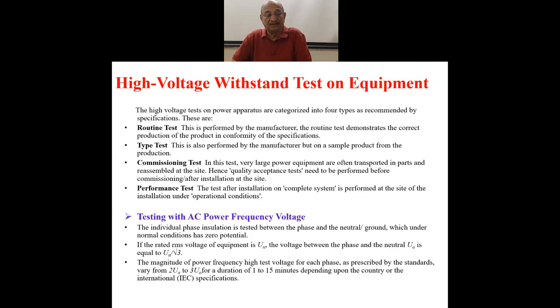So four types of tests are categorized. Routine test, from the name itself, is a general test, and a routine test must be performed. This is performed by the manufacturer, obviously, to satisfy himself that he's manufacturing a quality product. The routine test demonstrates the correct production of the product in conformity with the specifications followed. There are so many specifications; one may be following a certain specification. So this routine test is actually the duty or responsibility of the manufacturer itself.